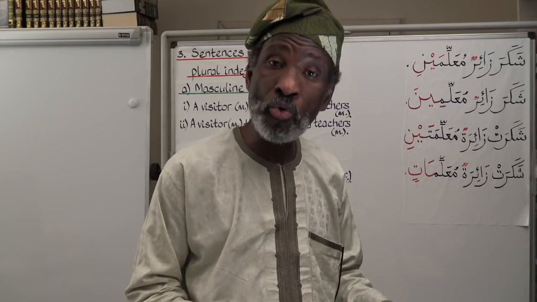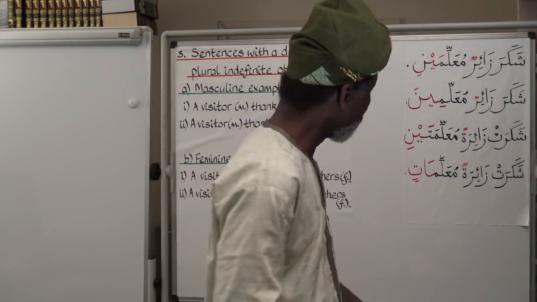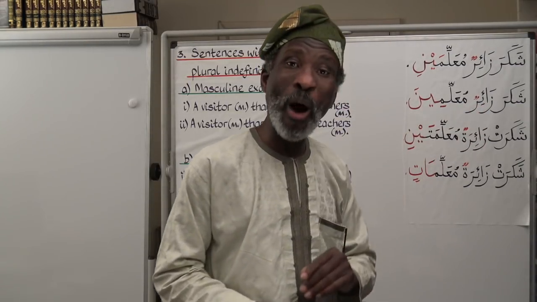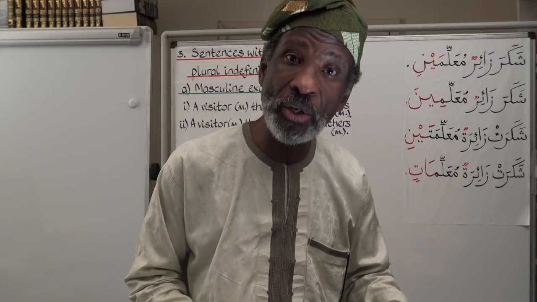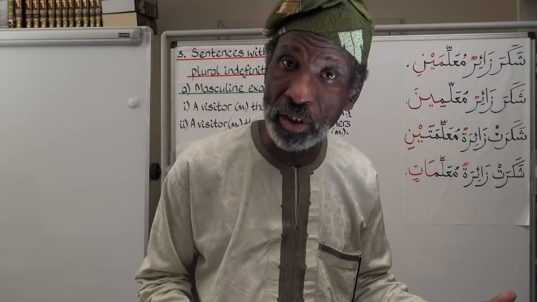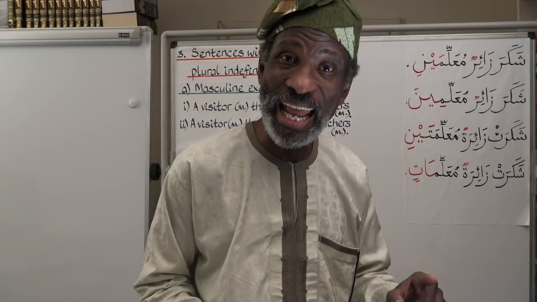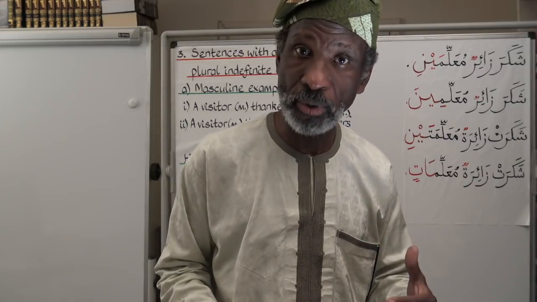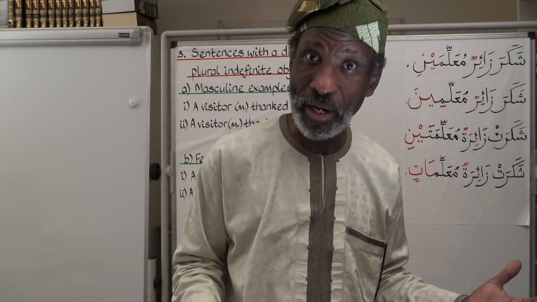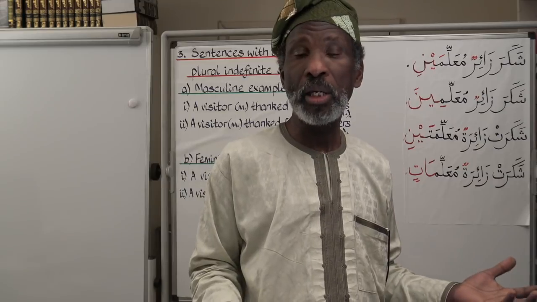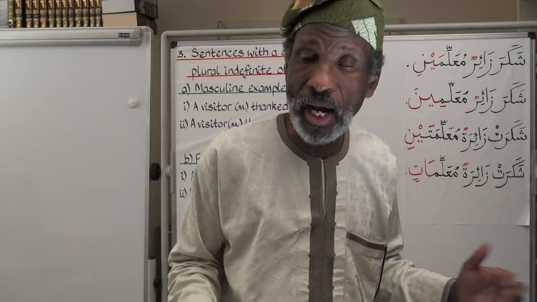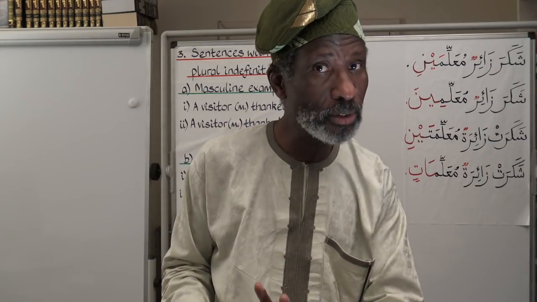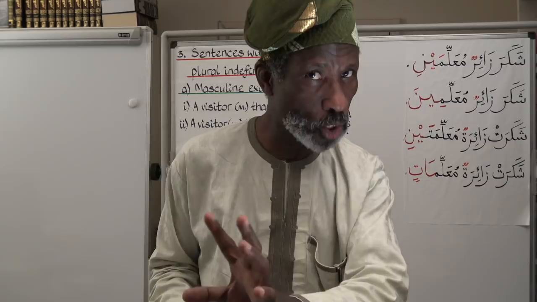Muallimataini, thanked two female teachers. Now the third one, we have the plural. Shakara zairun muallimina. A visitor thanked many teachers, that is three or more. Originally, if you have the plural for the subject, a masculine regular noun will be muallimuna, or in this case, zairuna. Una ending for the subject, but it's an ina ending for the object.